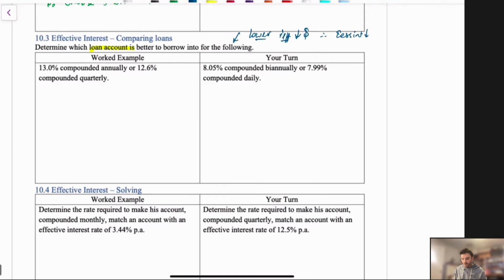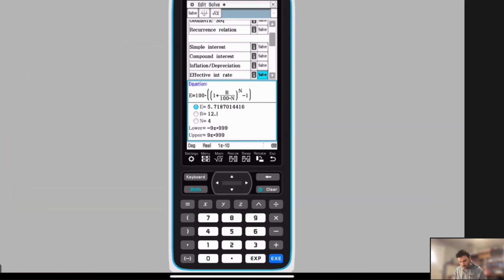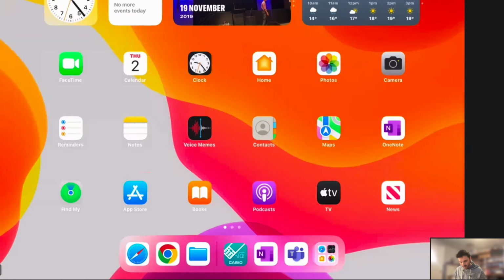We're going to do the same thing here. 13%. That's R. We've got our N as 1. I'm not going to be an idiot this time and just plug in. I'm just going to say it's 13% per annum because it's an annual. The other one is R is 12.6% and N is 4. So the effective interest rate we're going to have to calculate. Okay, so we've got, go here, 12.6 and compounding of 4, and then go solve. 12.55 is our answer, 12.55.